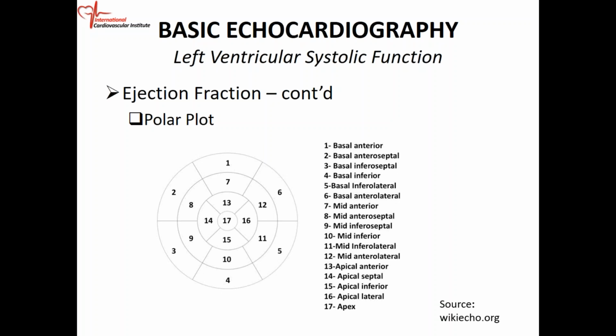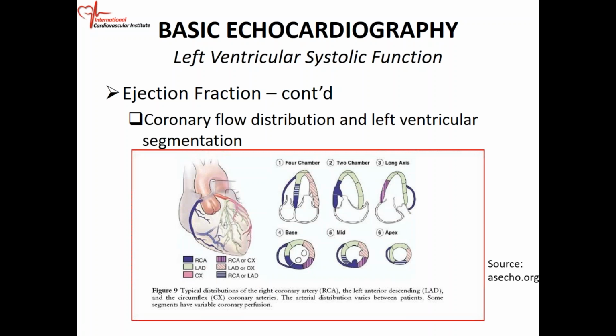But more importantly, you can deduce the blood vessel that is involved in the disease process. Usually, when you have the anterior and the anterior septal being involved, it's usually the LAD. And then where you have the lateral, usually the left circumflex, and the inferior is usually the right coronary artery. Sometimes it varies a little bit, but generally speaking, that's the blood vessel distribution.